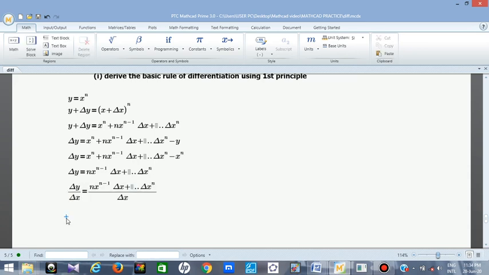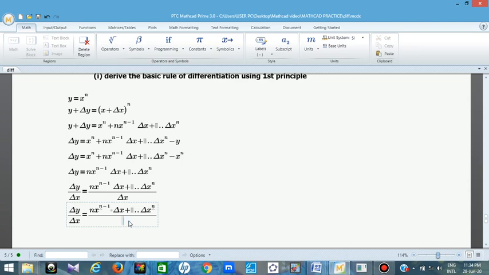So the next step now is going to be like this. Delta x will cancel out this delta x, so I don't need this one there. This one will go out of the place. Delta x will also cancel out this. So when delta x cancels out this, it will now be n minus 1. So this place is going to be n minus 1.